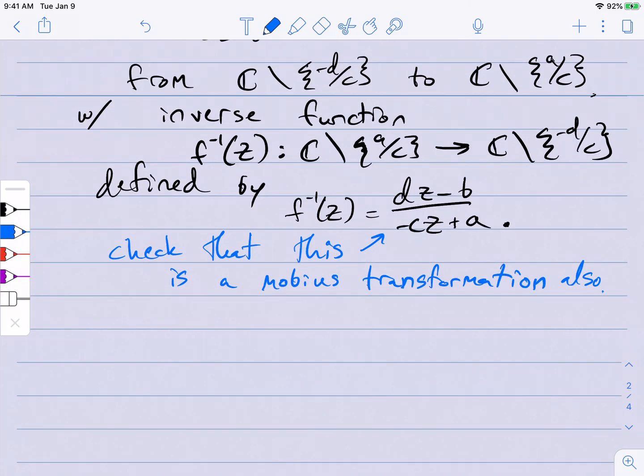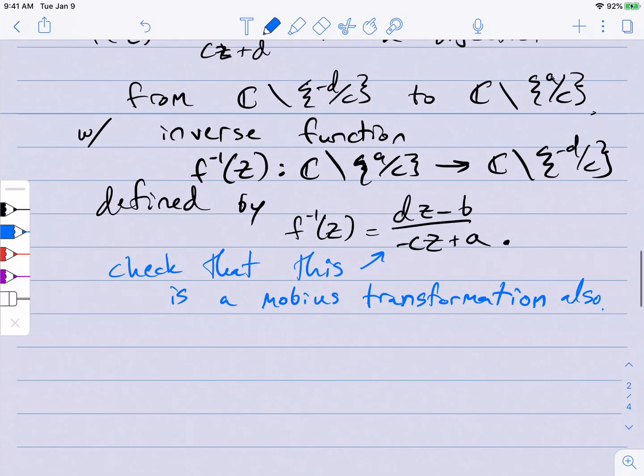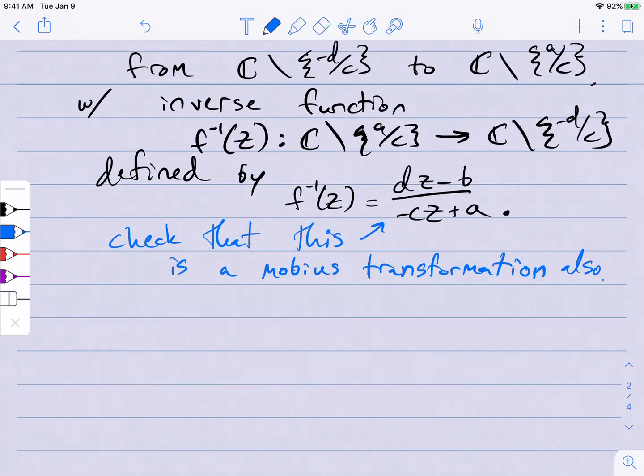Okay. I think that's all I want to say. So you're probably asking, why is this the inverse? How do we know that? Well, that's going to be a homework exercise. So I'll leave that to you all. And I think we'll call it good for today. And next class, we'll go into more interesting properties about these functions.